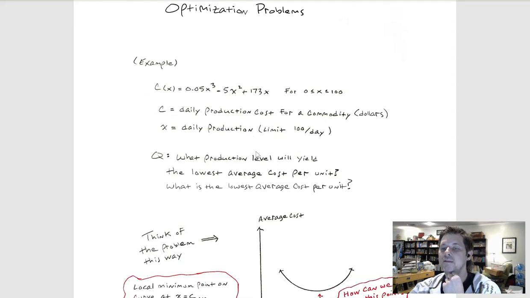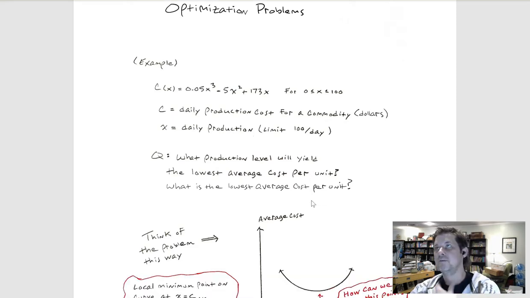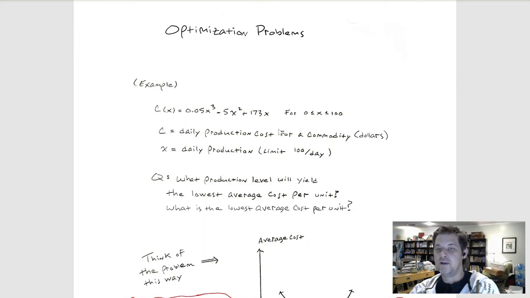And there is some lowest average cost. So by optimize, the question we're proposing in this scenario is what production level will yield the lowest average cost per unit? Say I can produce anywhere from none to 100 units per day, but there might be some level of production that optimizes all the factors involved and gets you the lowest average cost per unit.